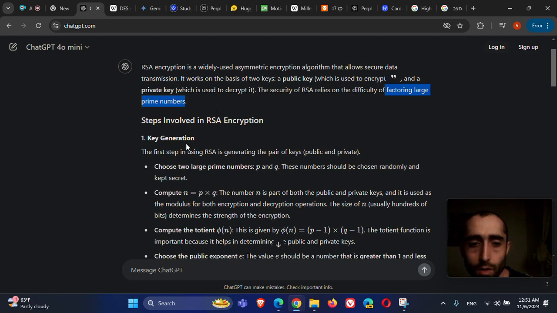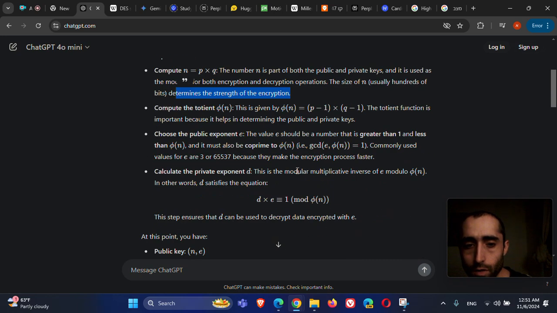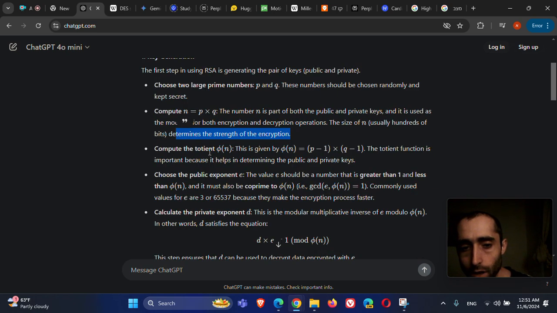In RSA encryption, we start by generating a key. We choose two numbers, called P and Q. Both are prime numbers and both are large. We compute the multiplication of the two. We call that n. The number n is part of both the public and the private keys, and it is used as a modulus for both encryption and decryption operations. So this will be the modulus. The size of n, usually hundreds of bits, determines the strength of the encryption. So we need two large prime numbers p and q for creating n.